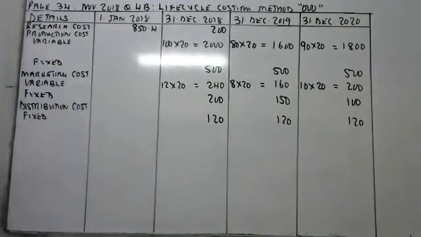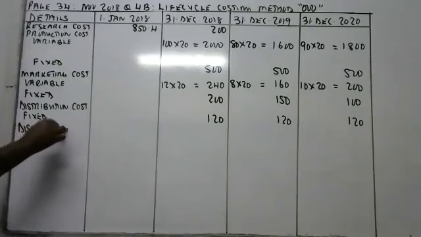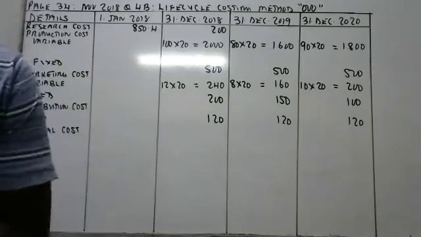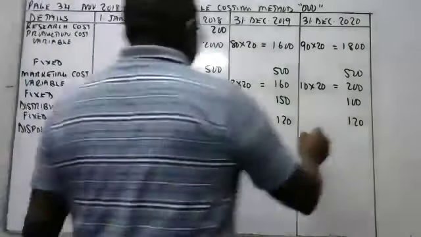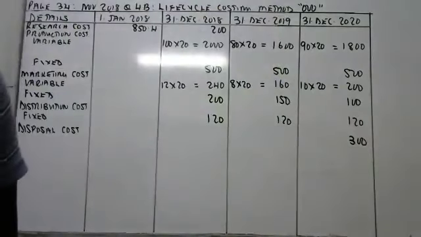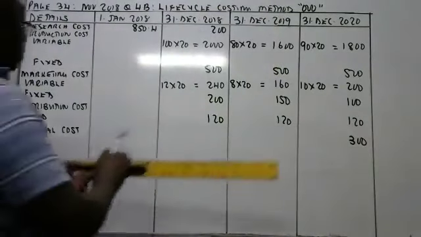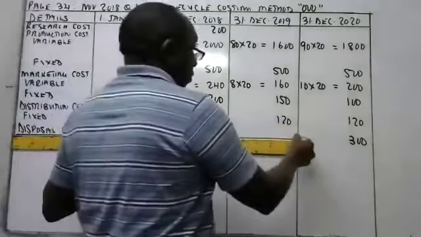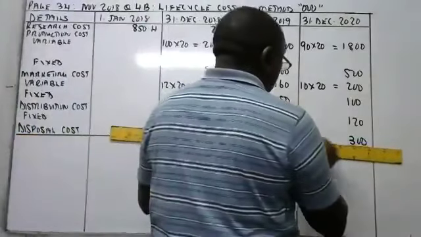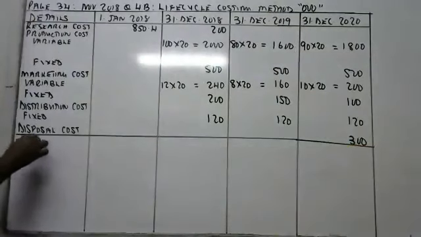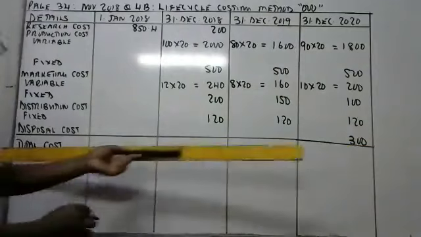Then we go to disposal costs. Disposal is a fixed commission of 300. So that is all. So let's get the total costs.